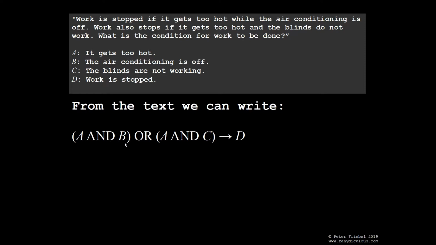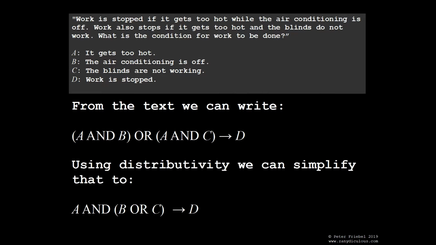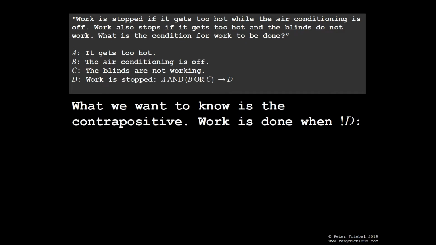So A and B or A and C implies D. Using distributivity, we can simplify this too: A and (B or C) implies D. We want to know the contrapositive. We want to know when work is done. That means what we want to know is not D.